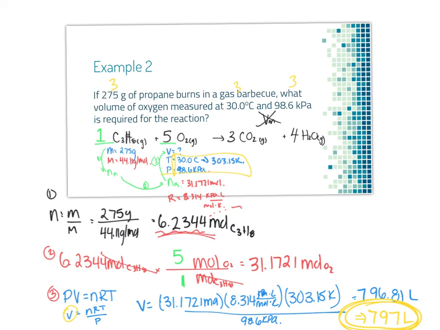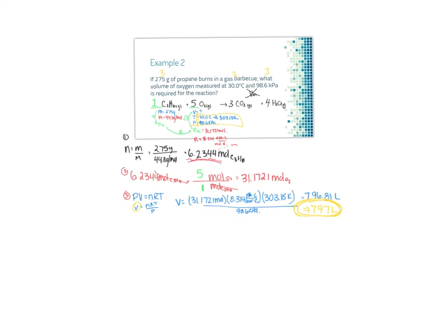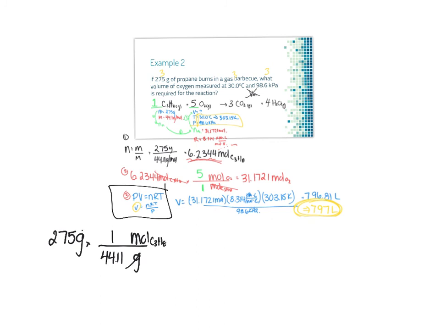If you want to use unit analysis here, the trick is that you can only go so far as finding the number of moles, and then we need to stop and use this formula. So I'll show you what I mean. I'm going to take my given number, 275 grams, and I'm going to cancel grams and find moles. So 44.11 grams per 1 mole, and that was of propane. Grams cancel. I need to cancel moles of C3H8, and I need to find moles of O2. Again, this is 5/1. Moles cancel, and I'm left with moles of oxygen.